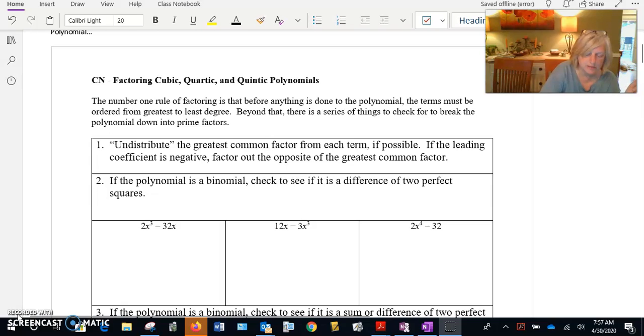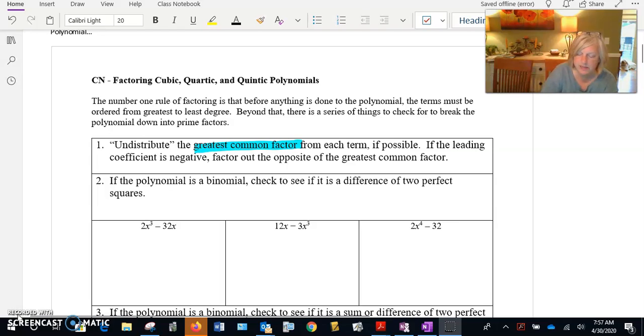And so that's something that we want to just do a quick recap of. So starting in here, and I'm just going to make sure my technology is all working, factoring is just undistributed. One thing that I do want you to remember is that the greatest common factor is the thing that needs to be pulled out first. You should always check for the GCF.